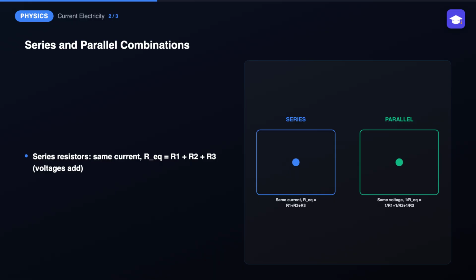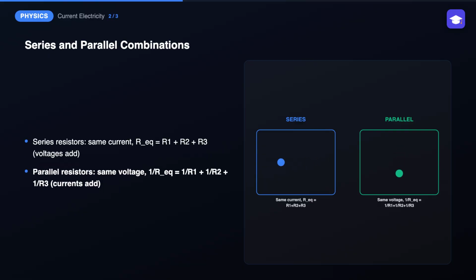Resistors in series share the exact same current, and their voltages add, giving an equivalent resistance equal to the simple sum, R1 plus R2 plus R3, and so on. Resistors in parallel share the exact same voltage across each one and their currents add, giving an equivalent resistance found from the reciprocal formula, 1 over R equivalent equals 1 over R1, plus 1 over R2, plus 1 over R3. A genuinely useful special case.